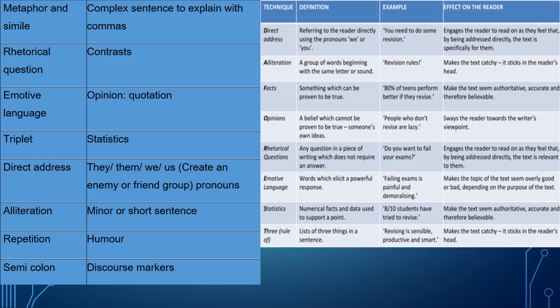Here is a mnemonic to help you remember some of the language techniques. It's called DAFOREST. D stands for direct address, A is for alliteration, F is for facts, O is for opinions, R is for rhetorical questions, E is for emotive language, S is for statistics, and T is for triplets. DAFOREST.